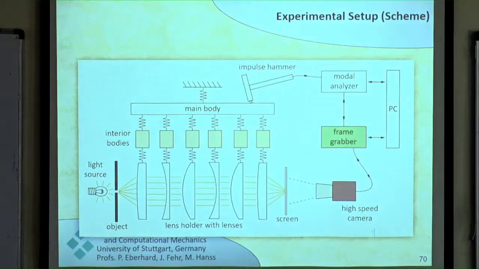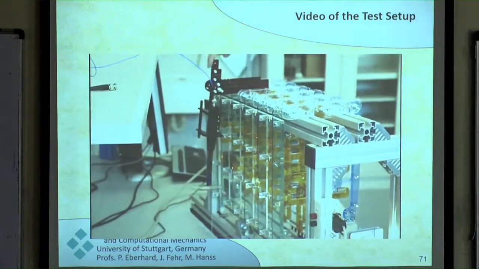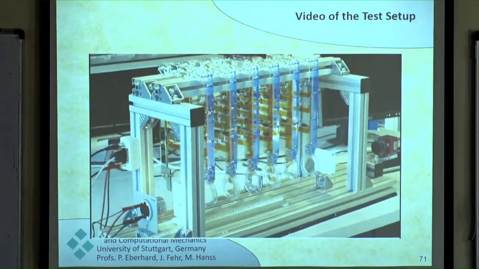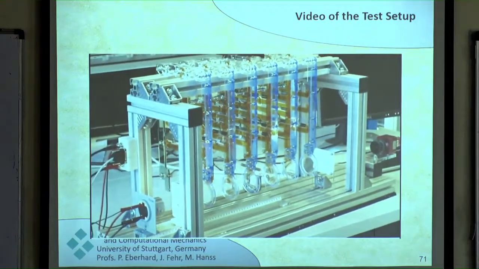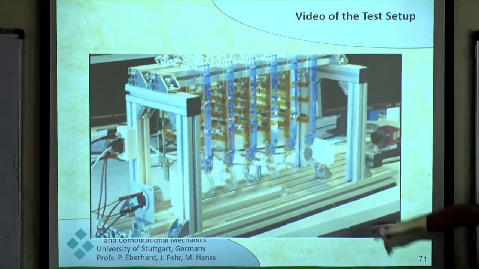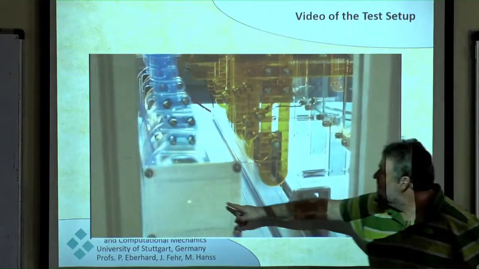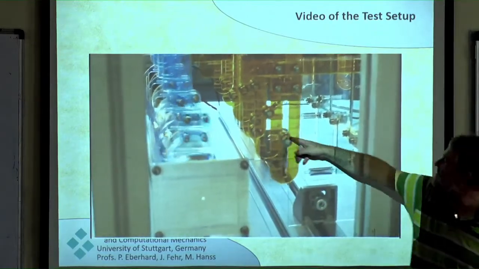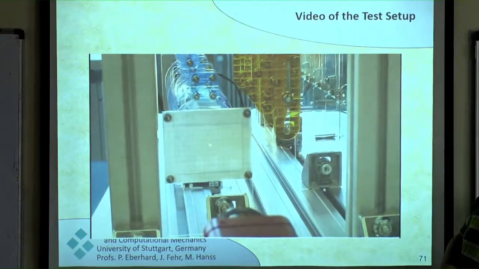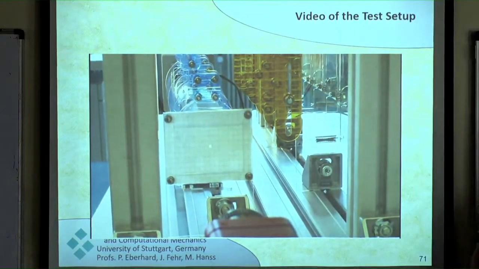Okay, so this is the basic effect. We have a main body, the interior bodies, which can vibrate. There's an impulse hammer as an excitation, modal analyzer, phase grabber, high-speed camera, screen, and then we record everything. So this is what the experiment looks like in reality. You can see all these elements are moving a little bit. You cannot see it here in this beamer projection, but here is a light point which is moving around because all these elements are shaking. And we can adjust all the stiffnesses and the masses here to influence the motion.